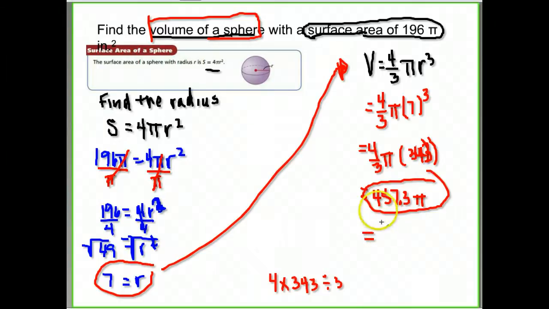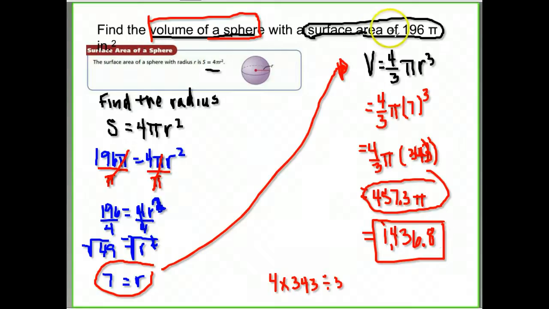If they wanted it rounded to the nearest tenth, then we would go ahead and go times pi, and we get our answer rounded to the nearest tenth would be 1,436.75, rounds up to 8.